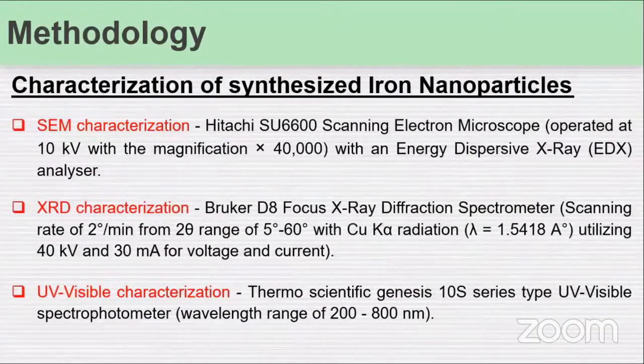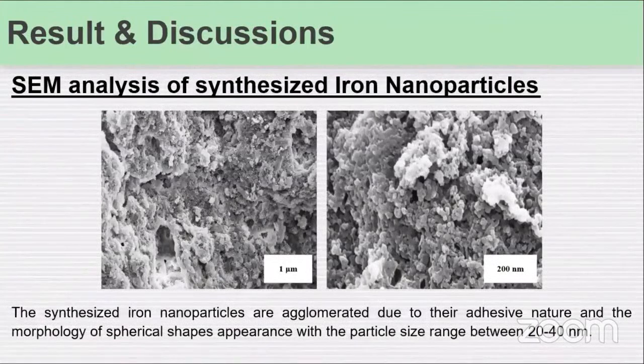Then I explain the characterization of the synthesized iron nanoparticles, which uses SEM, XRD, and UV visible analyzers. The Hitachi SU6600 scanning electron microscope was used for SEM analysis. For XRD analysis, the Bruker D8 Focus XRD diffraction spectrometer was used, and for UV visible characterization, the Thermo Scientific Genesys 10S series UV visible spectrophotometer was used. Then I explain the results and discussion section.